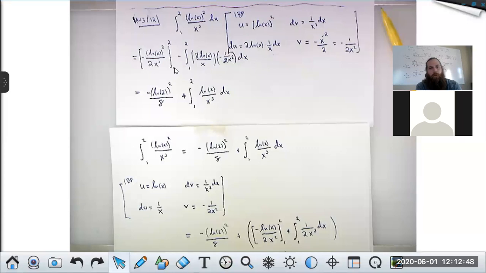For example, the lower limit here in both of the evaluation steps that came early contributed a 0. So while you can wait till the end to evaluate, my advice would be not to. And then the question about the plus c: because this is a definite integral, not an indefinite one, because there are bounds here, we don't ever need a plus c.